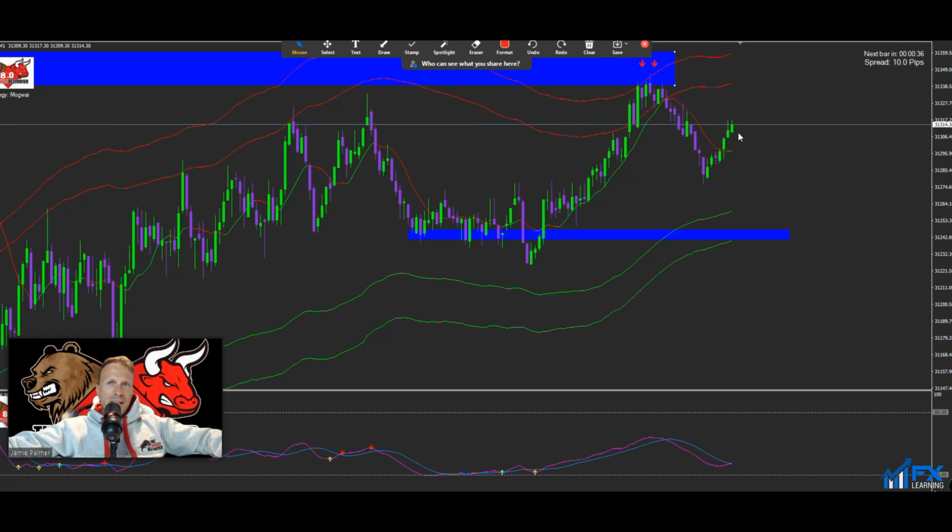Realistically, the next few minutes make a big difference. If we start to reject and we start to come down, then my target on this is at the bottom of the zone here. But yeah, what I'll do is I'll update you very soon on this trade.